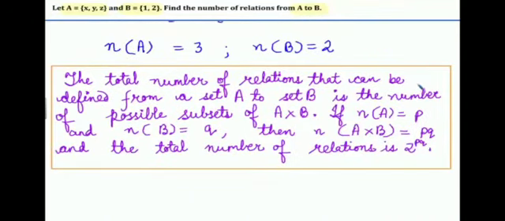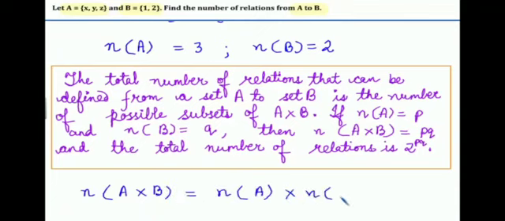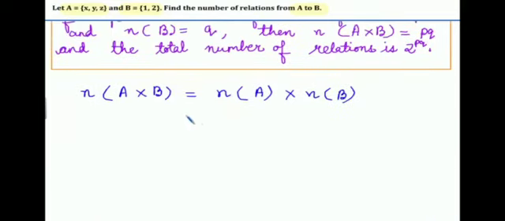So the formula is: the total number of relations that can be defined from set A to set B is the number of possible subsets of A cross B. If number of A is equal to p, number of B is equal to q, then number of A cross B is equal to pq, and the total number of relations is 2 raised to pq. Or you can also write it as 2 raised to number of A cross B. So number of A cross B is equal to number of A into number of B. We studied this in the previous lecture 2.1. So number of A cross B is equal to 6.